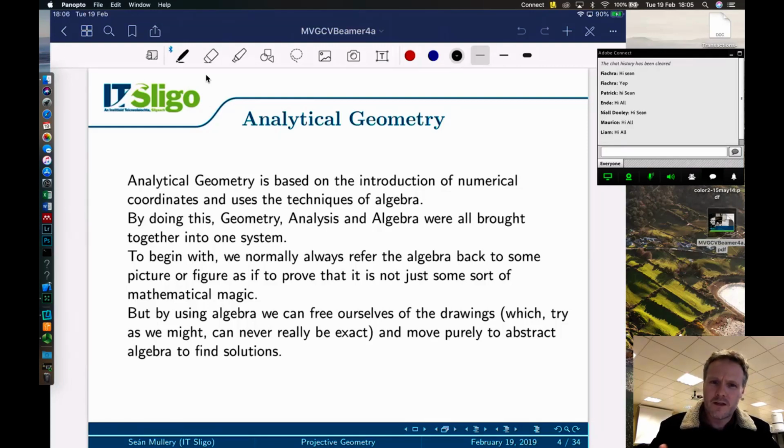And so what we have a tendency to do is always try and say, well, okay, this move that we've made here, that's equivalent to that line going over in this angle, or that's equivalent to those two lines crossing each other and meeting at a point, or whatever the different things might be. But by using algebra, we can actually free ourselves of the drawings entirely.